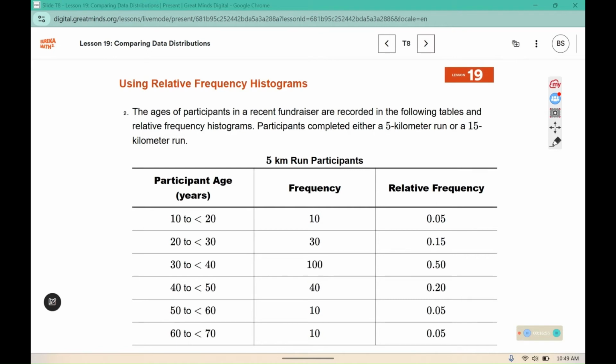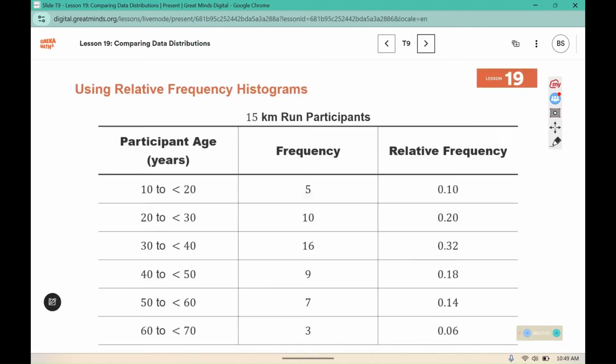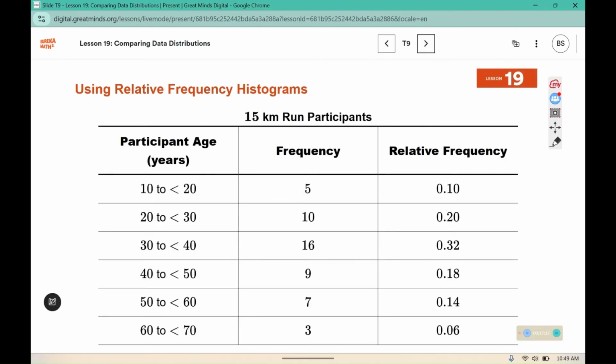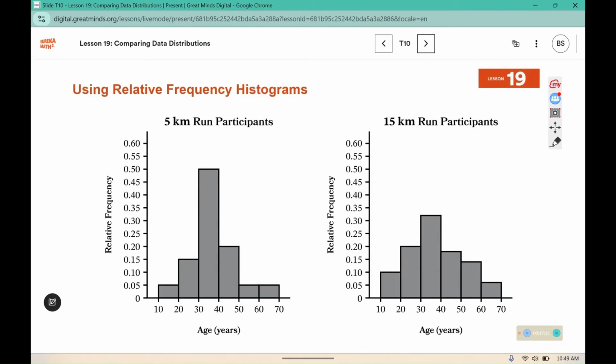The ages of participants in a recent fundraiser are recorded in the following tables and relative frequency histograms. Participants completed either a 5-kilometer run or a 15-kilometer run. So here are the 5-kilometer run participants and their relative frequencies. And then the 15-kilometer run with their participants' ages and their relative frequencies. They've displayed that data in the histogram for the 5-kilometer and for the 15-kilometer.